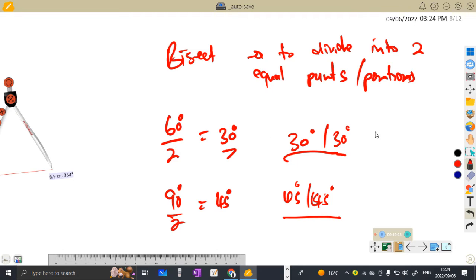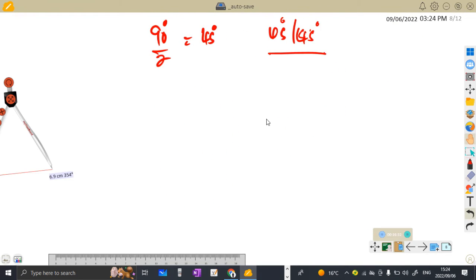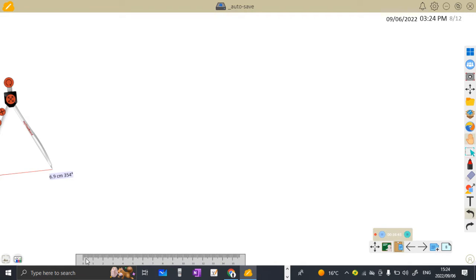Okay, so how do we construct this? Already we have talked about constructing 60 degrees. We have already constructed our 60 degrees, if you have to cross-check there. So it's just a continuation that you're going to have at the end. And we are just going to see how this construction is going to be like.